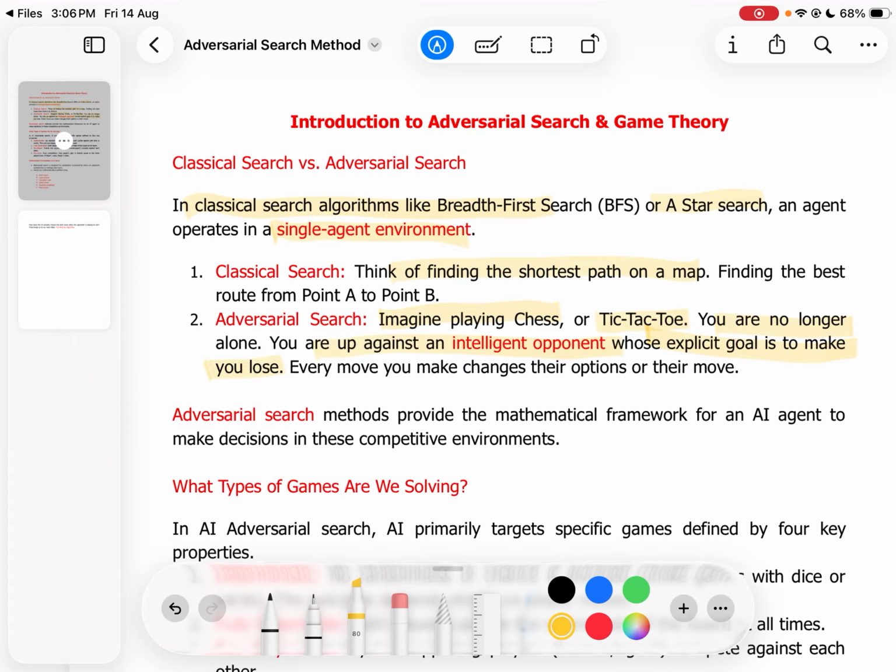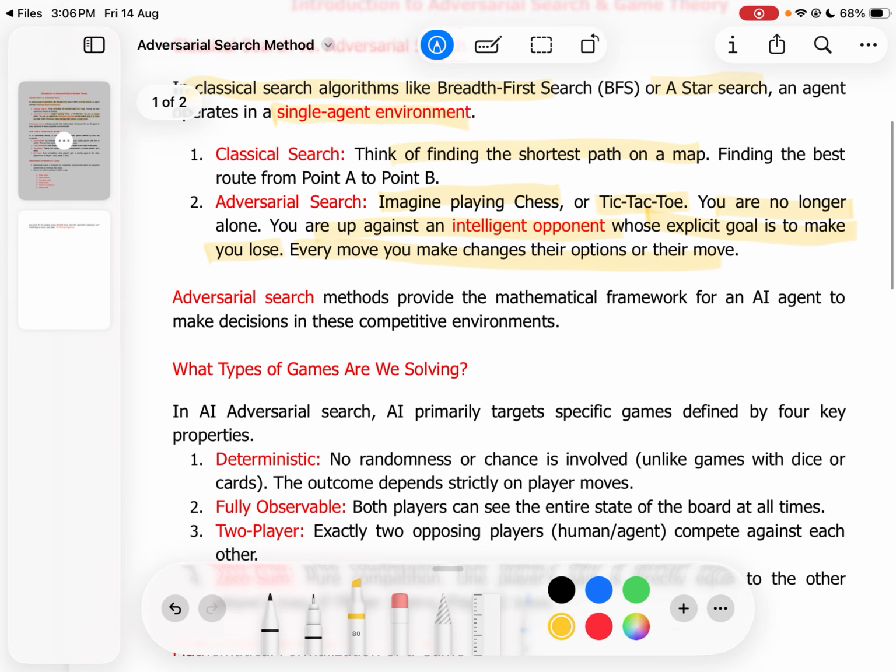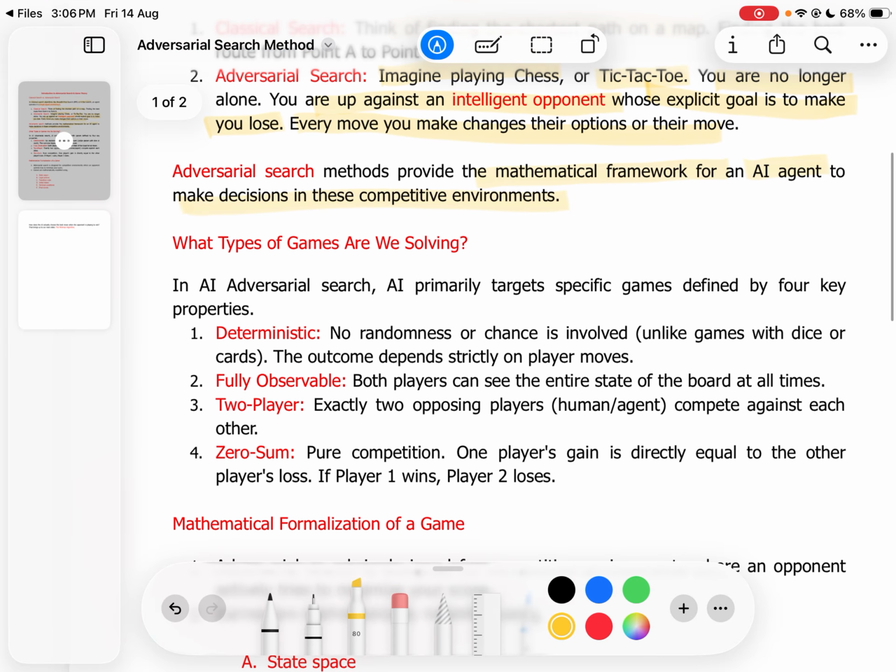So every move you make, the agent will have its own options and it will move accordingly. Adversarial search is used in these games. So how does it do it? It provides a mathematical framework for an AI agent to make decisions in these competitive environments. Okay. What are the types of games that we are solving using adversarial search?